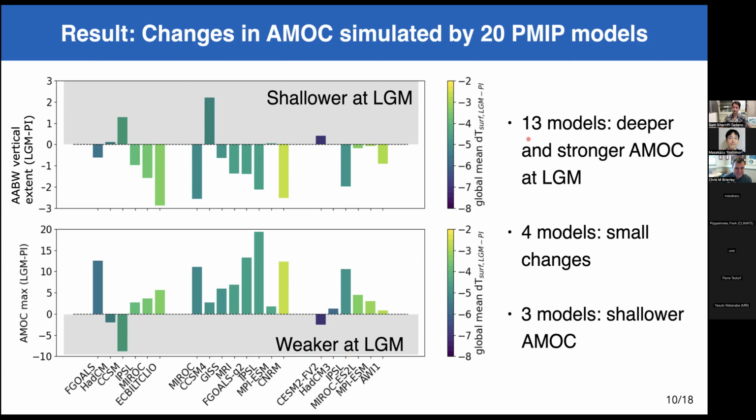Based on this figure, we find that 13 models simulate a deeper AMOC at the LGM, whereas three models reproduce the shallower AMOC suggested by the proxies. And four models simulate very small changes. And these results are basically consistent with previous studies like Weaver, Muglia and Schmittner, and Kageyama 2021.